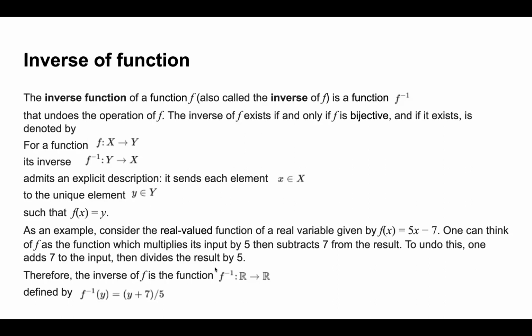Yes, the reverse function will be: 7 will be added to the input, as here it is subtracted, and the result will be divided by 5. Therefore, the inverse of f is the function f inverse from R to R, defined by f inverse of y is equal to (y plus 7) divided by 5. Okay, what is it? (y plus 7) divided by 5.